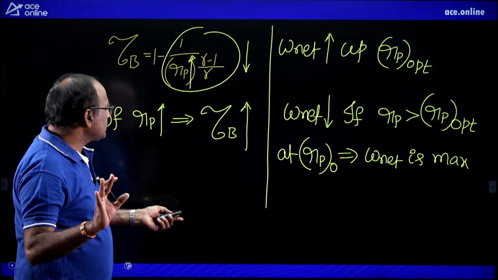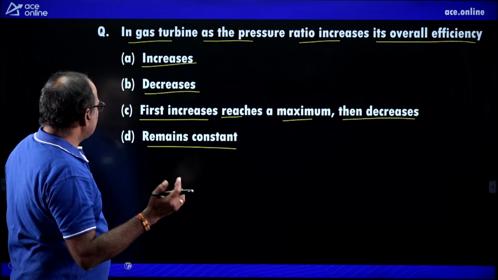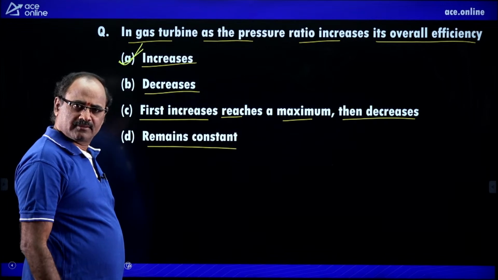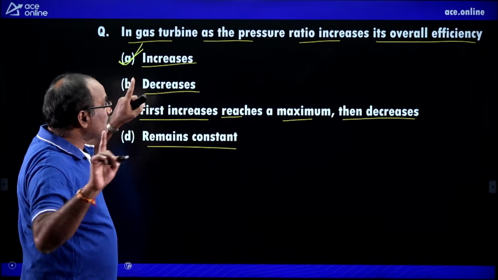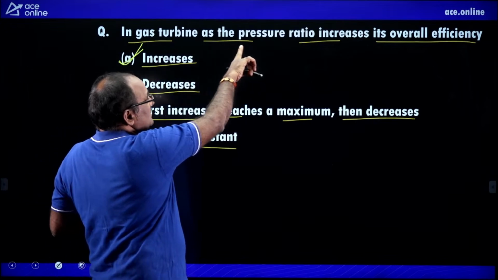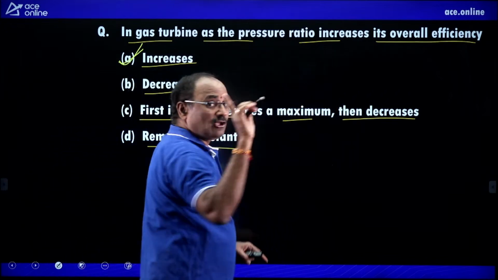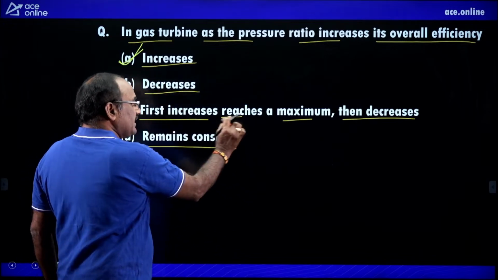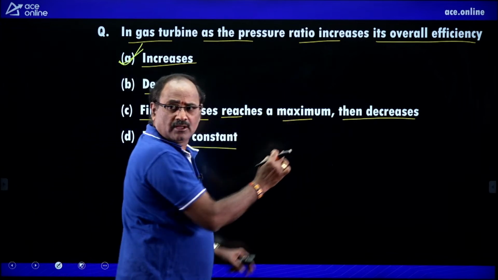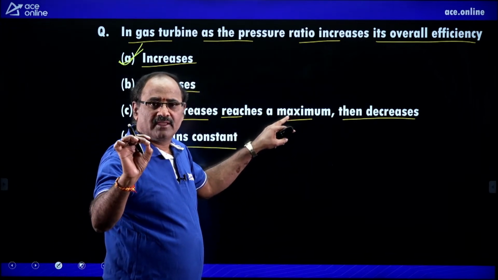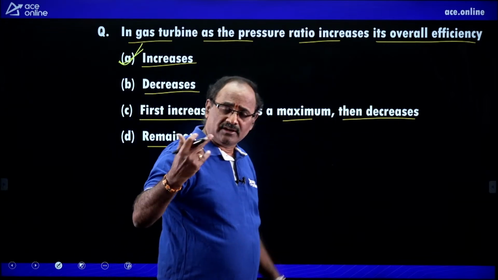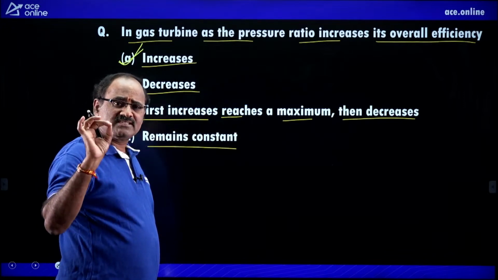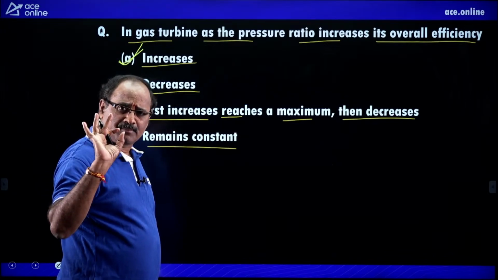Now look at the options. Option A itself is absolutely correct. Is it clearly understood? But if the same question is asked for net work output, in a gas turbine, as the pressure ratio increases, you can choose the one that says it first increases, reaches a maximum value. This maximum net work output is found at the optimum pressure ratio, then it starts to decrease. But this question is given for overall efficiency. Overall efficiency keeps on increasing with an increase in pressure ratio.